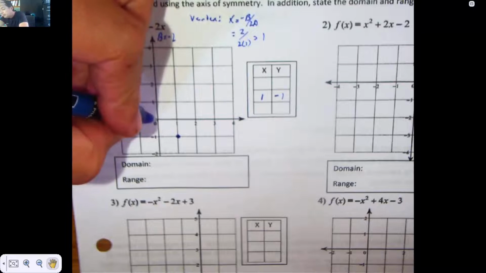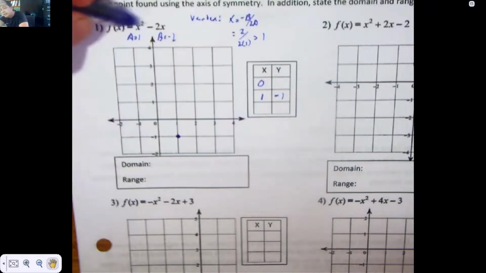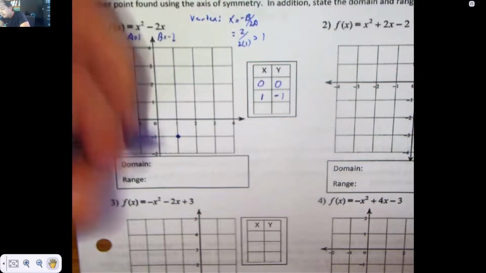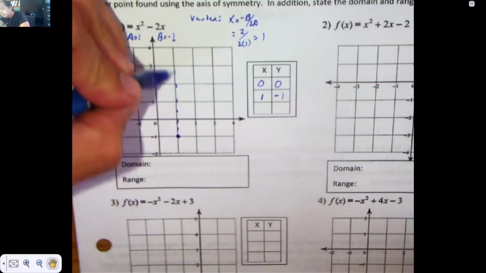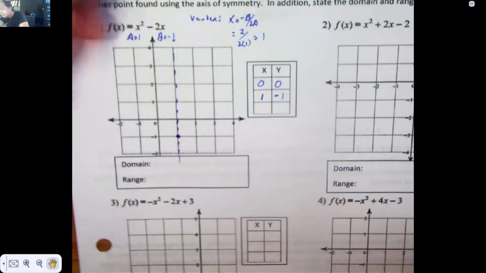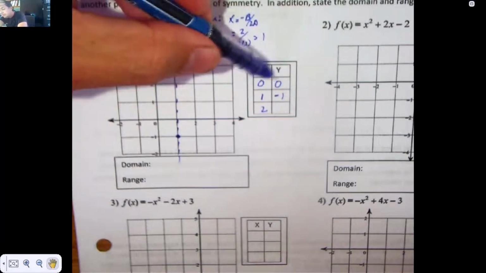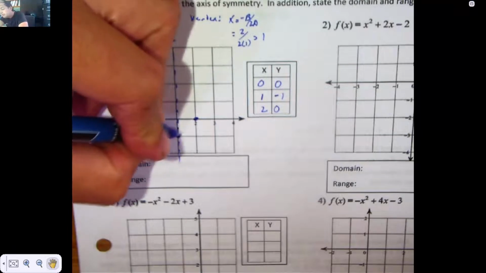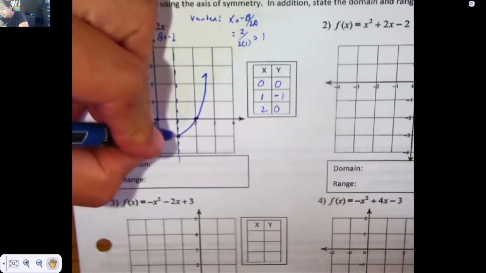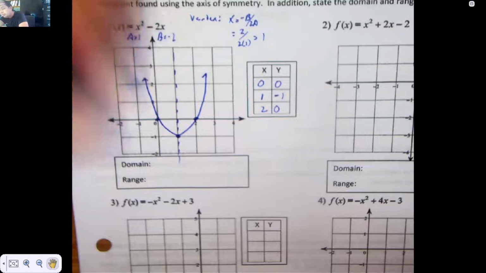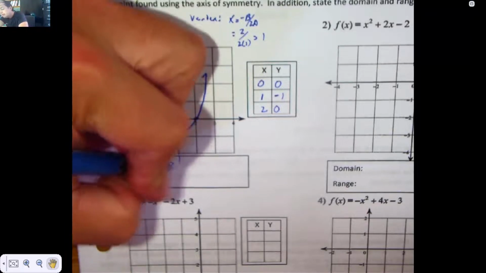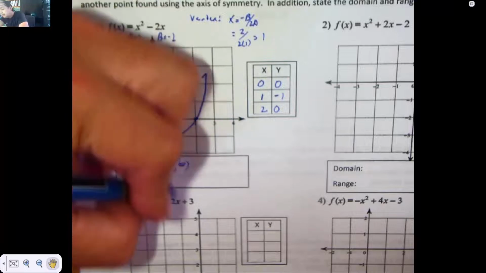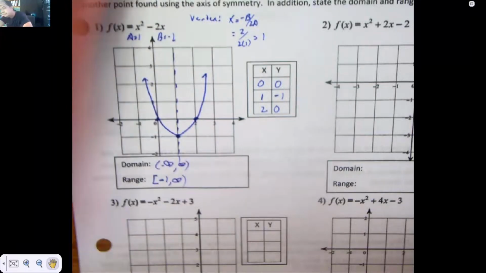I'm going to plug in a 0. When I plug in a 0, oddly enough, I get a 0 back. That's great. Something to the right is a 2. By the way, line of symmetry. And using symmetry, I should get a 0 back. So there's my 3 key points. There's my parabola. Her domain is negative infinity to positive infinity. Her range has a low value of negative 1, high value of positive infinity.